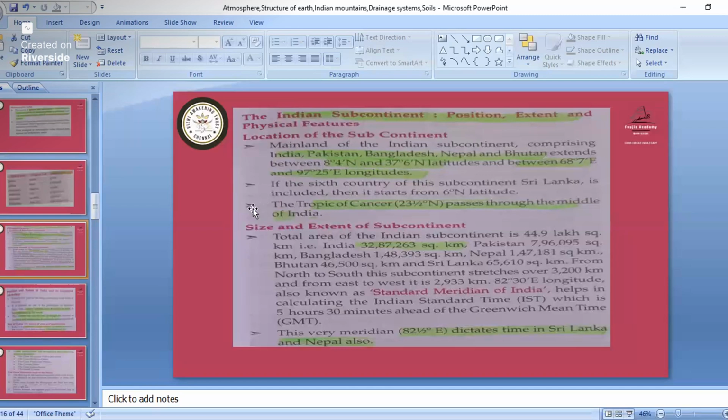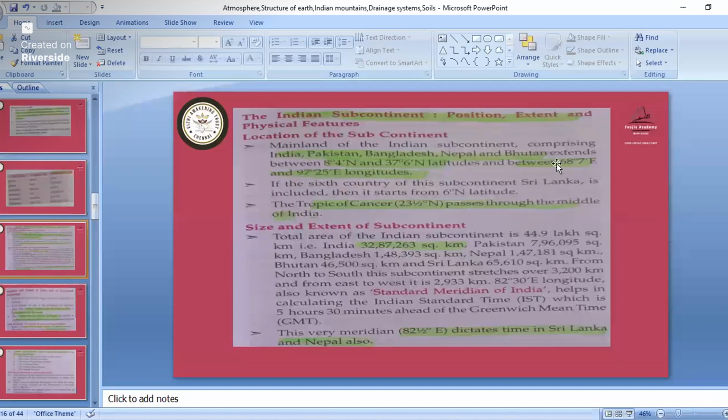Latitudes and longitudes. The mainland of the Indian subcontinent comprises India, Pakistan, Bangladesh. We are known as Indian, but in some books it is used as Indian subcontinent, and Indian subcontinent means India, Pakistan, Bangladesh, Nepal and Bhutan. All these are the Indian subcontinent. It extends from 8 degrees 4 minutes north to 37 degrees 6 minutes north latitude. So they might ask about the extension of latitudes and also the extension of longitudes.